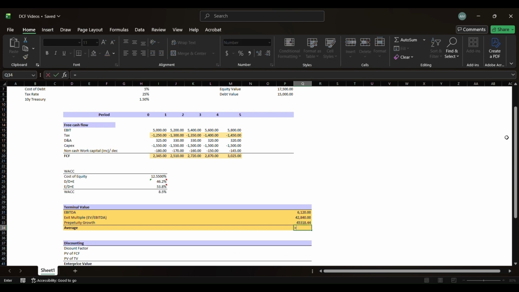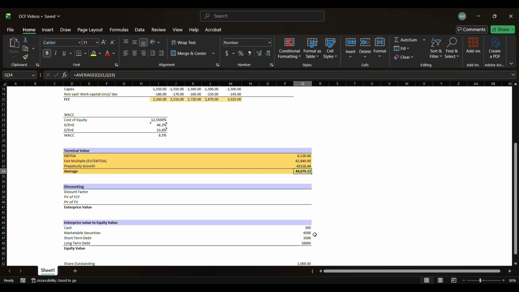So for the average, we get 44,079.22. So moving forward to discounting the cash flows. Now we discount all the future cash flows back to today using the weighted average cost of capital.